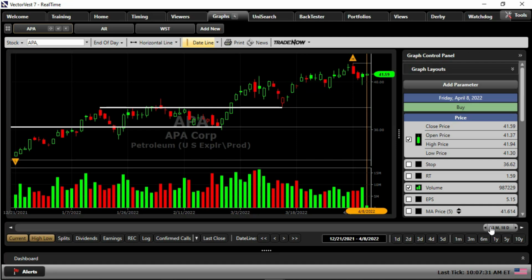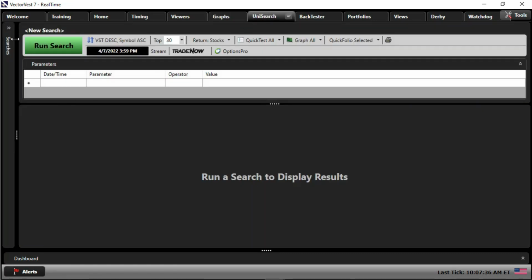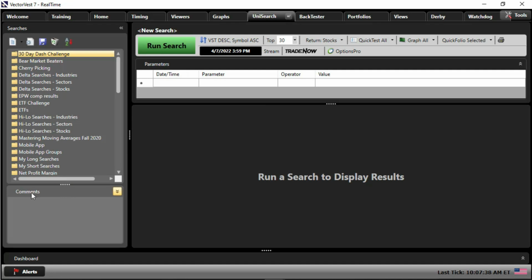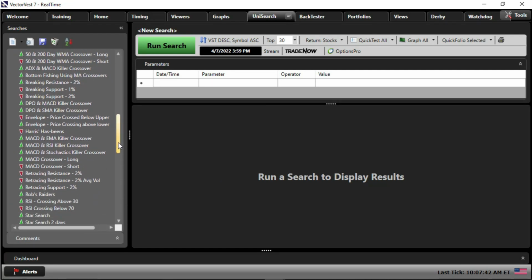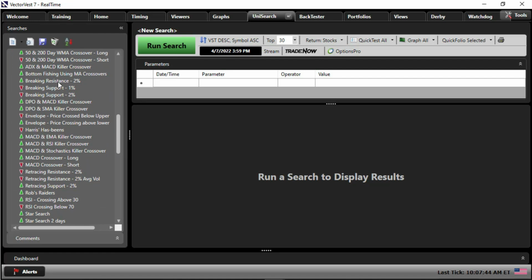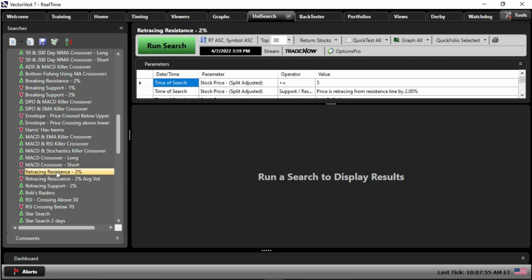Now, I mentioned earlier that you can add support and resistance to any chart. I'm going to go into our Unisearch tool and just show you real quick that our Pro Trader module here allows us to search for stocks that are breaking resistance if you're bullish, breaking support if you're bearish. This is my account, by the way, so there's a lot of crazy searches in here that I've put in here over the years. Don't mind them. You all have the retracing resistance and breaking support searches in your Pro Trader folder if you do have Pro Trader.